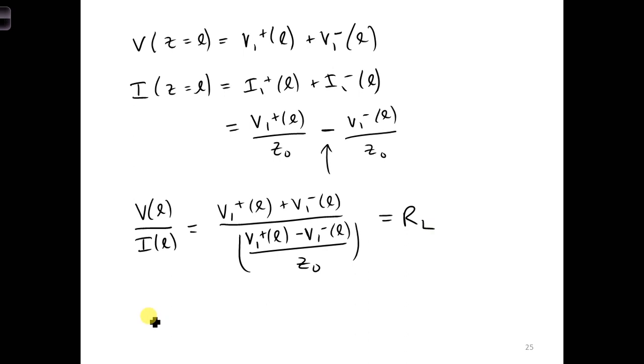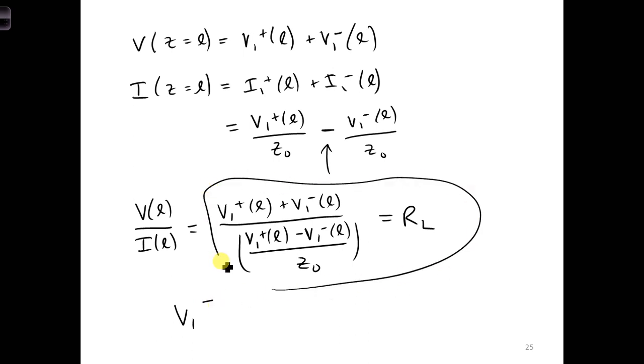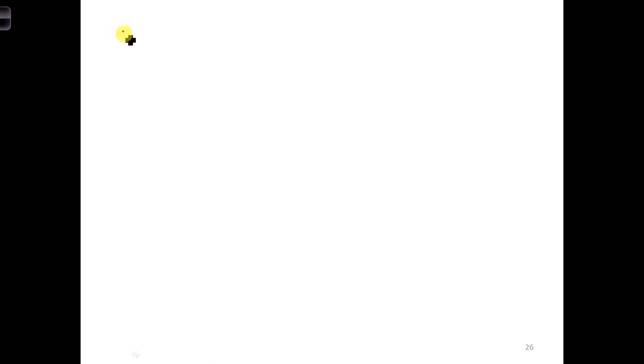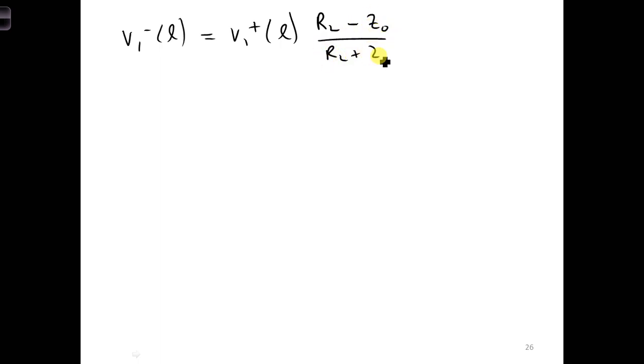Then, if we solve this expression for V1 minus, we will get what we were looking for. So if we do that, we get V1 minus at L is equal to V1 plus at L times this coefficient, RL minus Z0 over RL plus Z0. Looking at this equation, we can define what's called a reflection coefficient at the load. We can define this as the reflection coefficient for the voltage at the load.